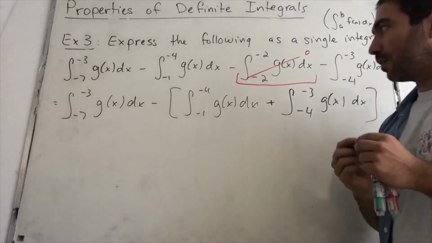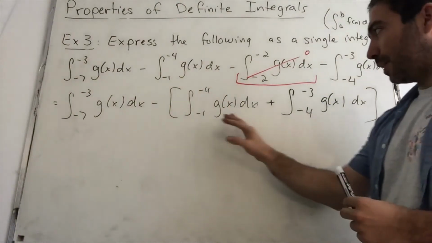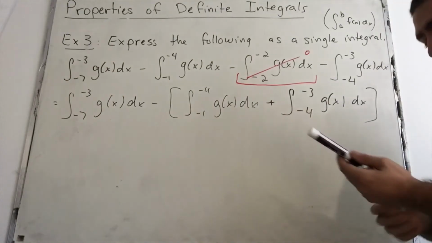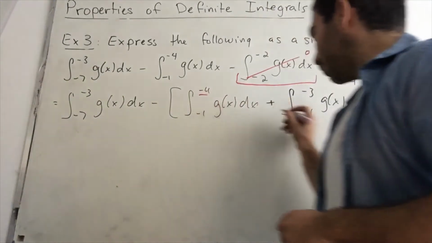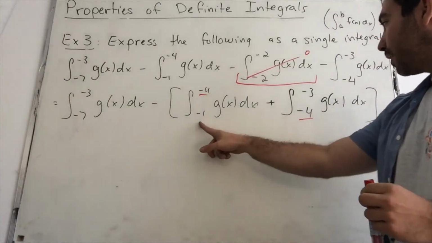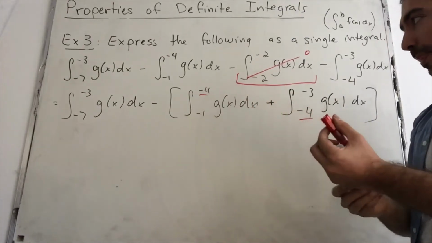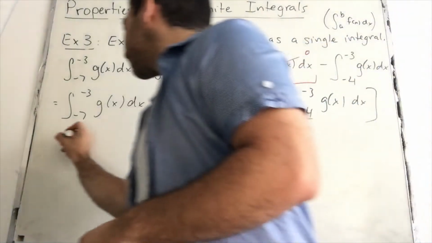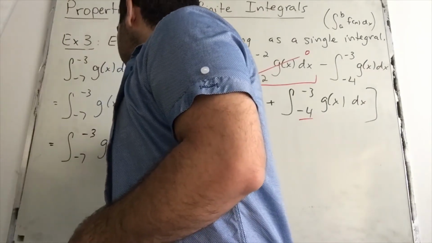Okay, so we simplified it to 3, so from 4 down to 3. Let's combine the 2 in the brackets. We could do this because we know that the upper bound matches the lower bound, so this is property 6. So we could take this straight from negative 1 to negative 3, canceling out the negative 4. So this gives us the integral from negative 7 to negative 3 of g of x dx.